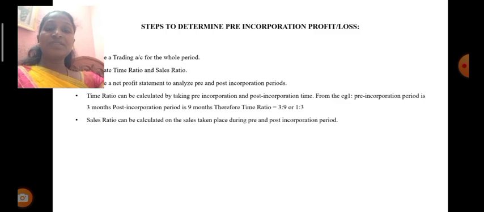The next one is sales ratio. The amount of sales is calculated for the pre-incorporation and post-incorporation periods. So it is calculated on the sales taken place during the pre and post-incorporation period. Next is the list of expenses allocated on the basis of sales turnover.